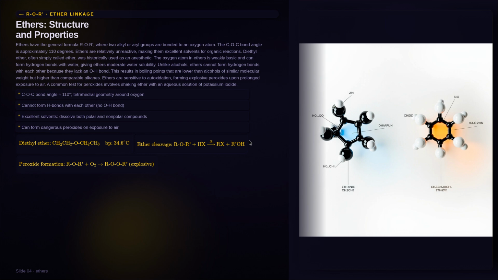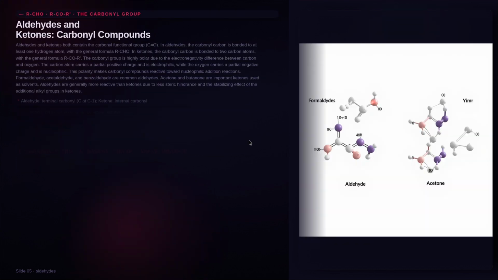The oxygen atom in ethers is weakly basic and can form hydrogen bonds with water, giving ethers moderate water solubility. Unlike alcohols, ethers cannot form hydrogen bonds with each other because they lack an OH bond. This results in boiling points that are lower than alcohols of similar molecular weight. Ethers are sensitive to oxidation, forming explosive peroxides upon prolonged exposure to air.